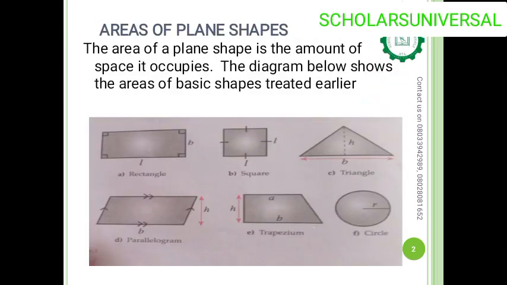What is area of plane shape? Area of a plane shape is the amount of space it occupies. Here are the diagrams that show the different types of shapes that we have, and you have done this earlier. We have rectangle, square, triangle, parallelogram, trapezium, and circle. I only put this just to remind you that you have done this when you were in JS1, because we are starting with the other parts of area of a plane shape now.